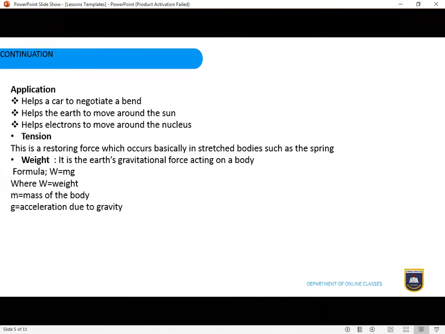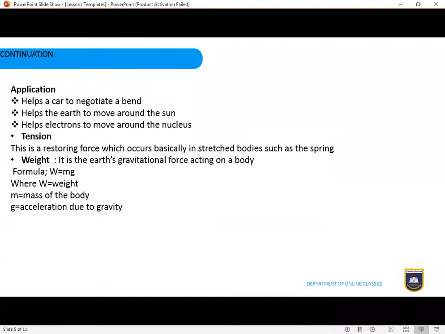As you can see in the formula over there, weight is equal to the mass of the body times the acceleration due to gravity. So you can see that the Earth is spherical, someone will be here, someone will be there, but still be on the surface of the ground without falling, because the weight, the Earth's gravitational force, is acting on that body.